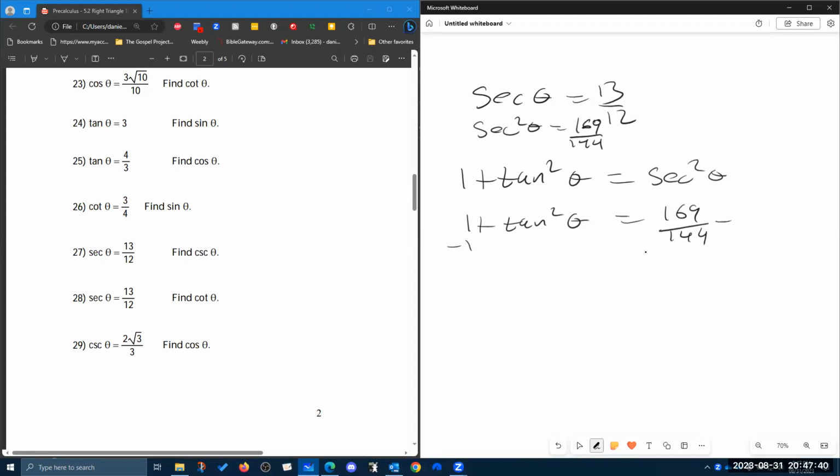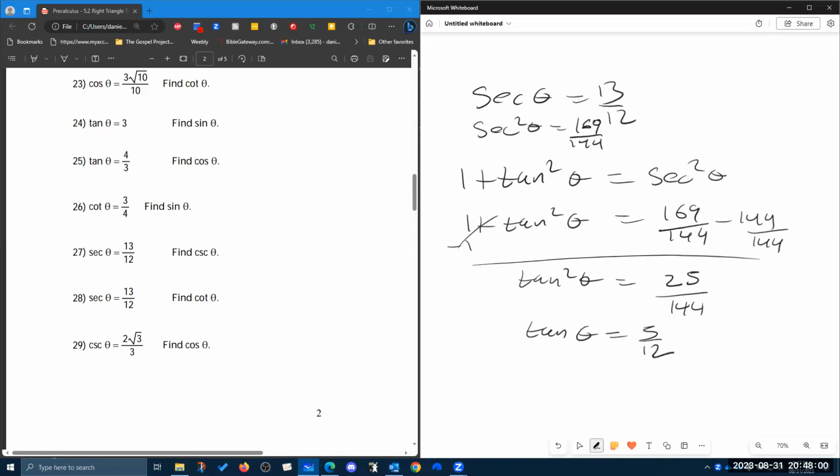I'm going to subtract 1 and subtract 144 over 144 from both sides, giving me that tangent squared is equal to 25 over 144. That means my tangent theta is 5 over 12. And that tells me that my cotangent is 12 over 5.